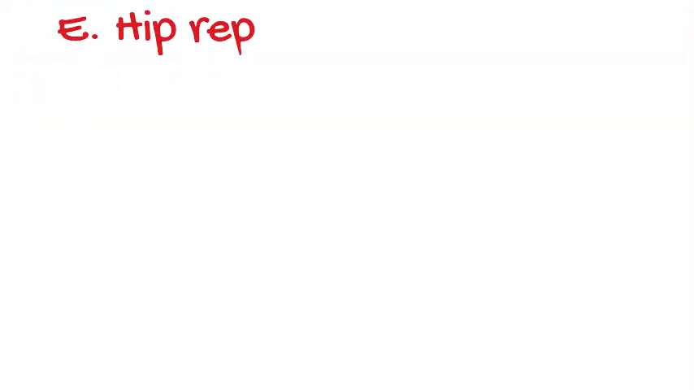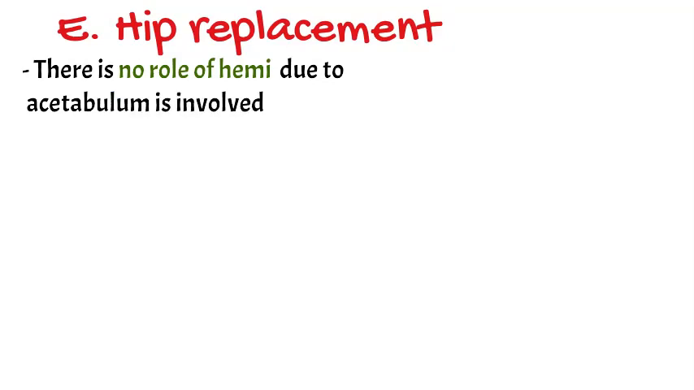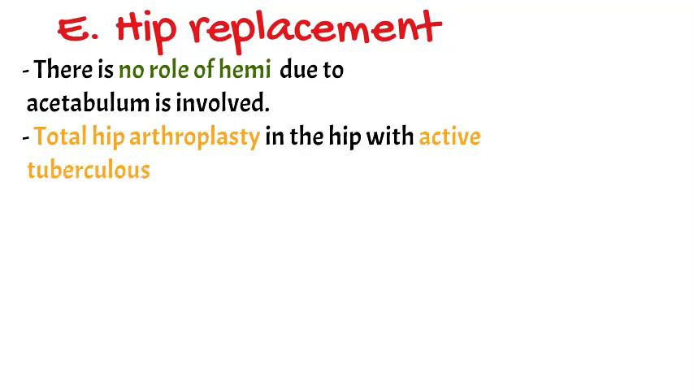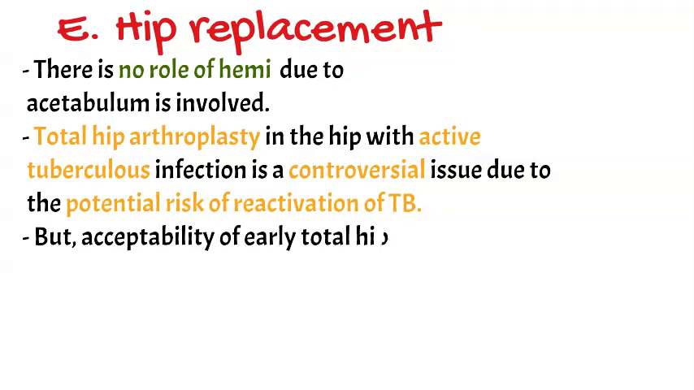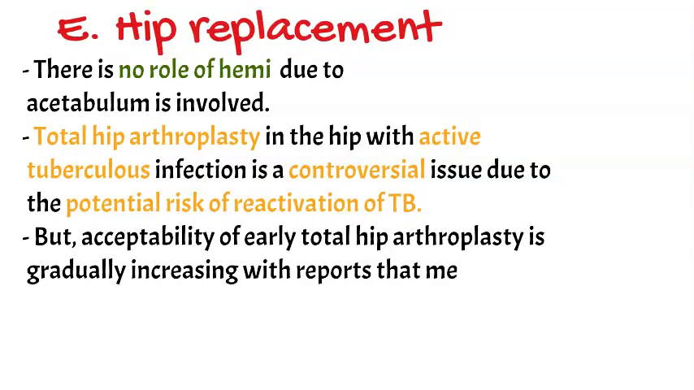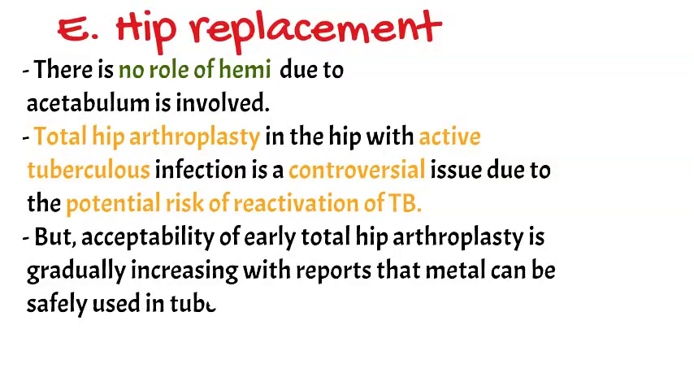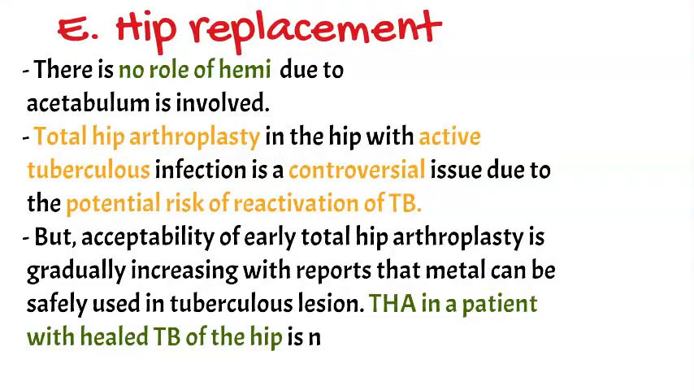E. Hip replacement. There is no role for hemi replacement because the acetabulum is involved. Total hip arthroplasty in the hip with active tuberculous infection is a controversial issue due to the potential risk of reactivation of tuberculosis. But acceptability of early total hip arthroplasty is gradually increasing, with reports that the method can be safely used in tuberculous lesions.